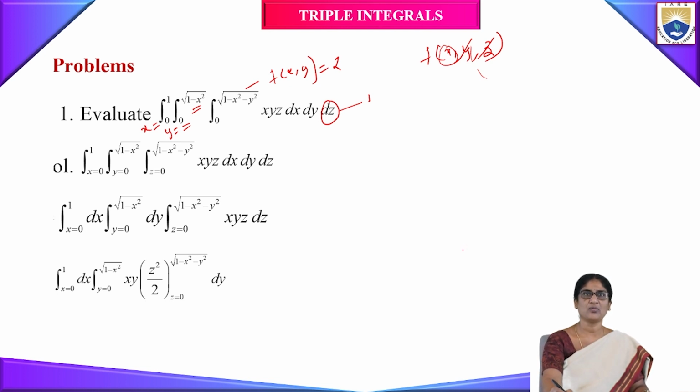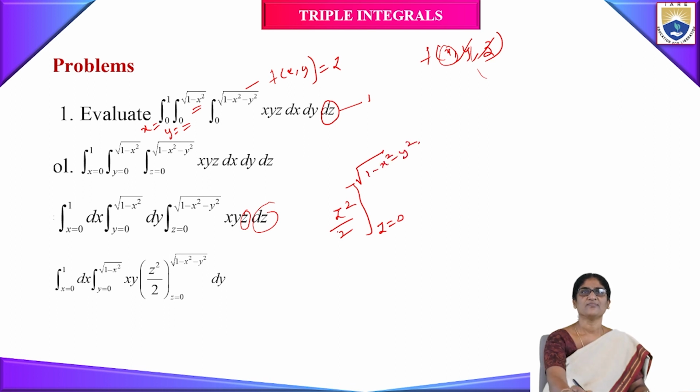So let us see how to solve this. Look here. Integral of 0 to 1 dx, integral of 0 to root over 1 minus x square dy, integral of z from 0 to root of 1 minus x square minus y square, x y z dz. Now, here we are doing with z. So the integral of z is nothing but z square by 2.